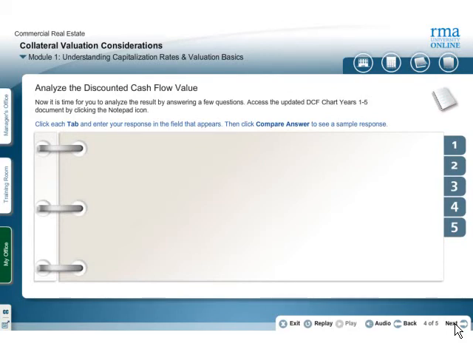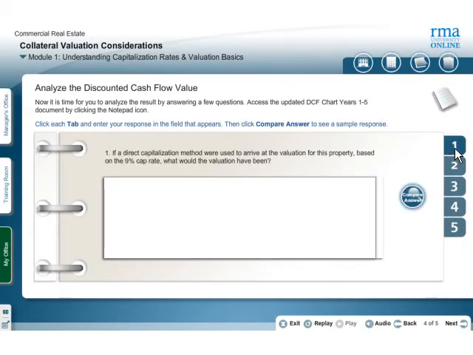If a direct capitalization method were used to arrive at the valuation for this property, based on the 9% cap rate, what would the valuation have been?